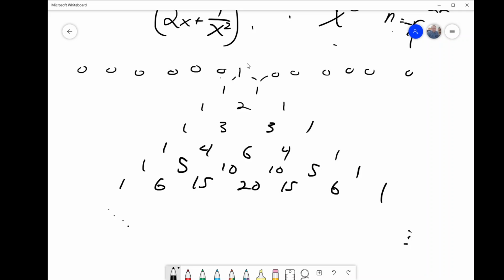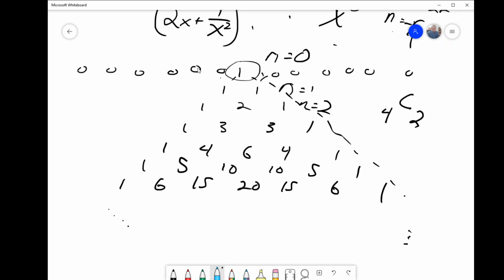You just have to remember that this row that just has the 1 in it, that is the n equals 0 row. And the 1 and 1 is n equals 1. This is n equals 2. So the n number for the row is 1 less than the number of elements in that row. So if you have 4C2, well, you find row 4, that's 0, 1, 2, 3, 4. C2 means our r is 2, so that our r values go 0, 1, 2. Boom, 6.